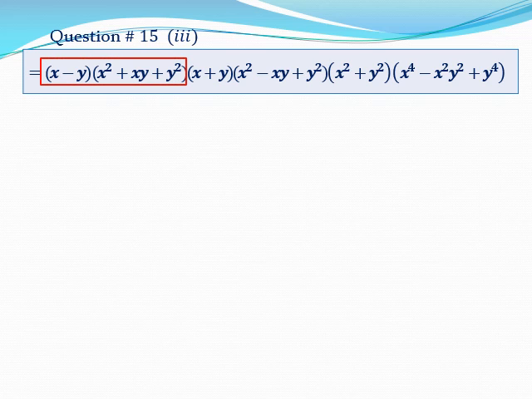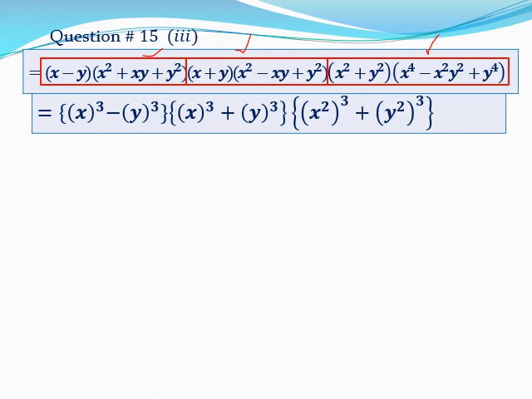We make three groups: first group, second group, and third group. First of all we are going to find the product of the first group, then the product of the second group, then the product of the third group. These are three groups.